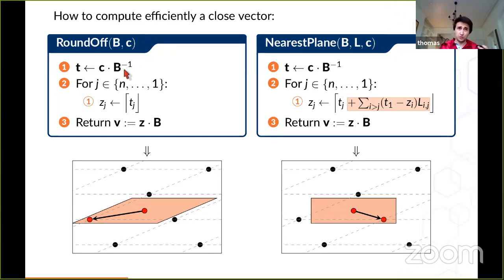So for doing that, we multiply by vectors in row notation. And so the lattice generated by a matrix is the lattice generated by the rows of this matrix. Okay, so we take this representation, we obtain a vector t, and then what we are going to do is simply we round all the coefficients to get a vector b, which is in the lattice.